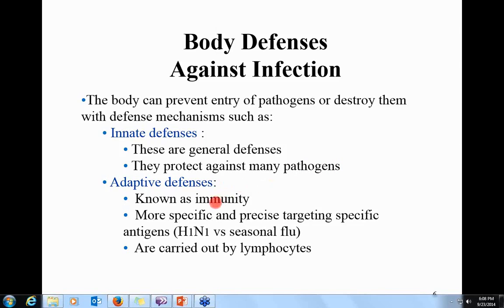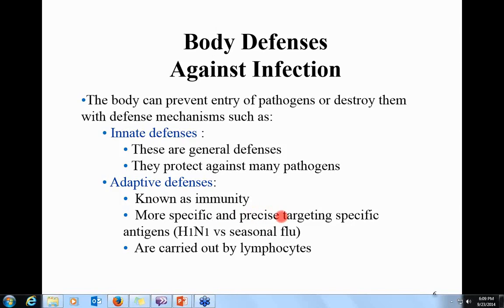Adapted defenses, this is known as immunity, and this is more specific. So you might hear it called adaptive or specific immunity. And it is targeting precise and specific antigens. An antigen is a protein on the plasma membrane. And again, this is very precise.